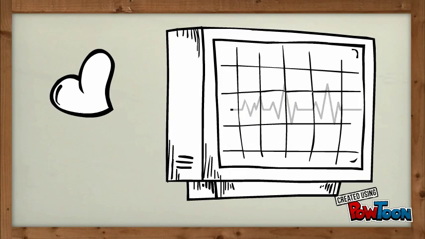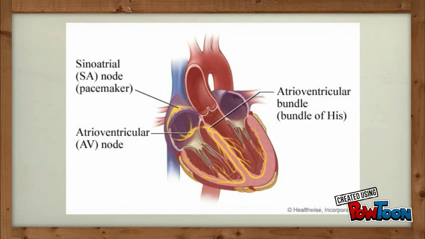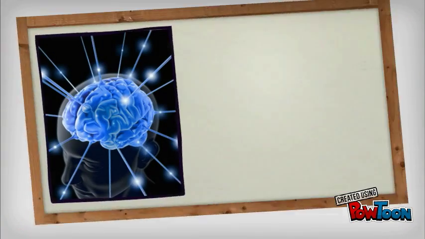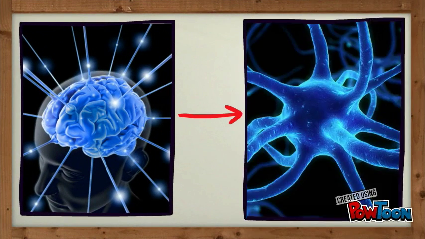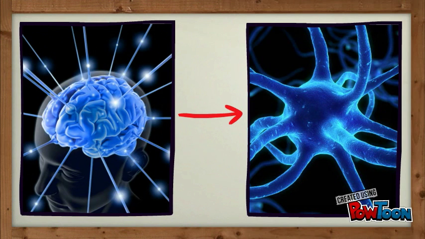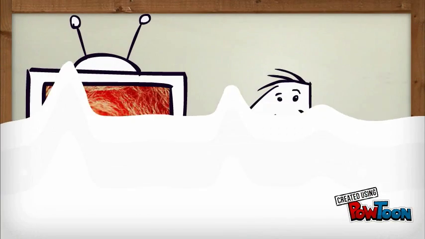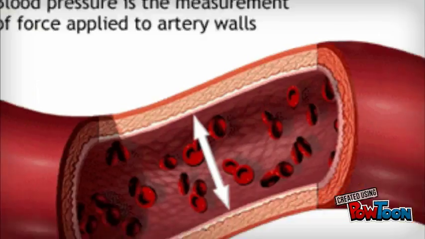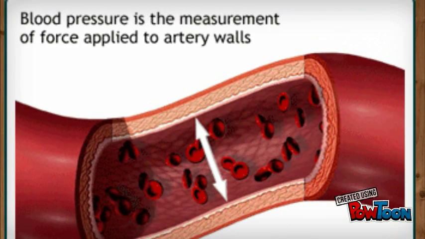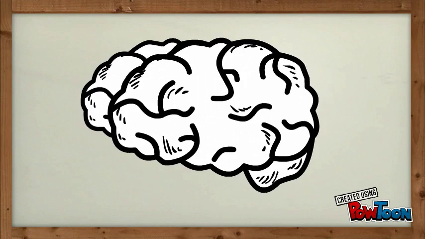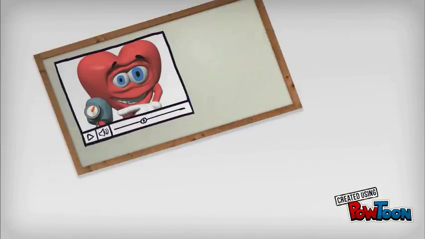Your heart beats when the pacemaker, located in the right atrium, sends an impulse that causes muscle contractions to occur. The heartbeat is partly controlled by neurotransmitters released by the nervous system. When your heart pumps, it produces a pressure in your arteries called blood pressure. Your body helps regulate your blood pressure by communicating with the brain.